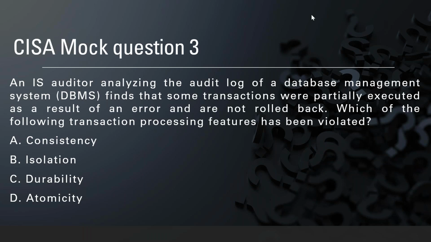An IS auditor analyzing an audit log of a database management system, DBMS, finds that some of the transactions were partially executed as a result of an error and were not rolled back. Which of the following transaction procedures has been violated? Consistency, isolation, durability, or atomicity.